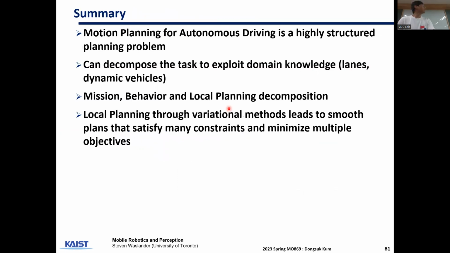I think that's all for this lecture. To summarize, motion planning for autonomous driving is a highly structured planning problem, and we can decompose the task to exploit domain knowledge, such as lanes or dynamic vehicles. We also covered mission, behavior, and local planning decomposition. And local planning through variational methods leads to smooth plans that satisfy many constraints and minimize multiple objectives. That's all for this lecture.